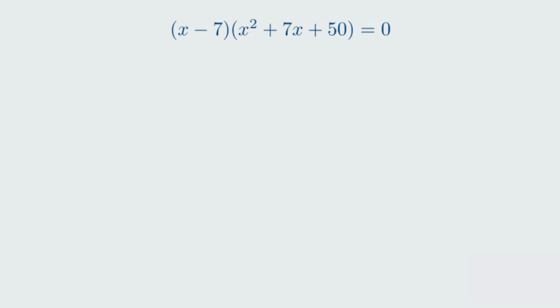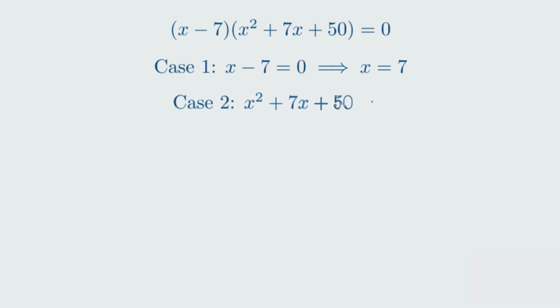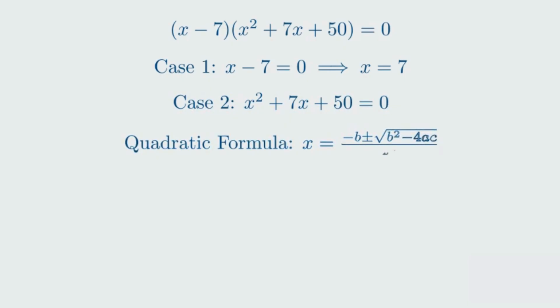For the product of two numbers to be 0, at least one of them must be 0. This gives us two possibilities. Possibility 1, x minus 7 equals 0, which we already knew gives us x equals 7. Possibility 2, x squared plus 7x plus 50 equals 0. To find the solutions for this quadratic, we can use the quadratic formula. The quadratic formula states that x equals negative b plus or minus the square root of b squared minus 4ac, all divided by 2a. In our equation, a is 1, b is 7, and c is 50.